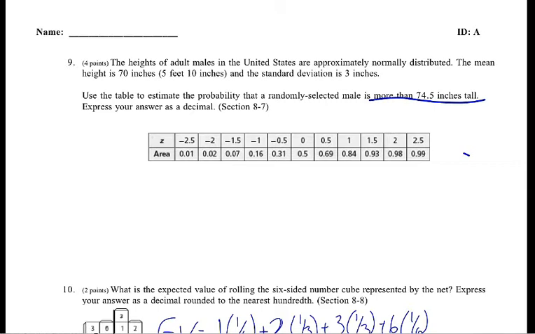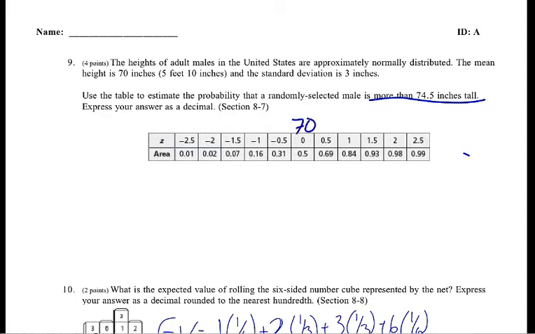And we said we have a mean of 70. On our table here, you've got a bunch of z-scores and you've got a bunch of areas. Now the z-scores are how many standard deviations from the mean we are. The area is the percent below that number that we're looking at. So in this case, our mean is at 70.